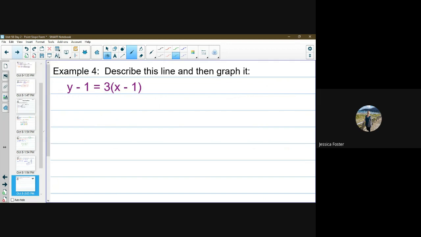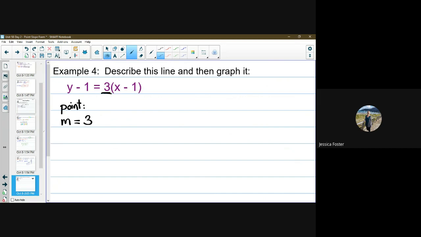Example 4. Describe this line and then graph it. So looking at this line, what information can I pull out of here? Written in point slope form, so I should be able to tell a point, and I should be able to identify slope. Well, slope we can see right away is just right here. It's the number in front of the parentheses. So my slope is 3.